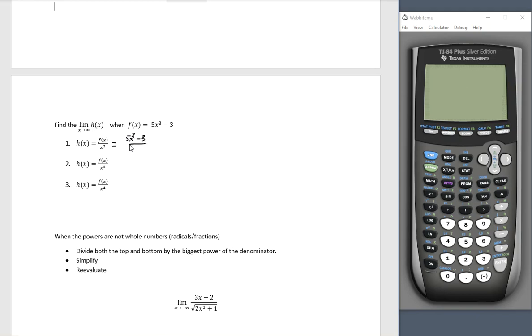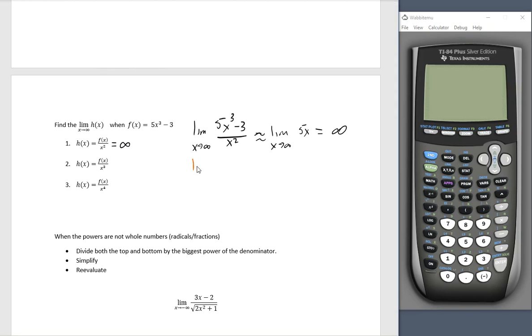5x cubed minus 3 over x squared. And I got to tell you right now, that's not going to work for me. That's coming over here. 5x cubed minus 3 over x squared. If I want to find the limit as x approaches infinity, 5x cubed over x squared, essentially this all becomes the same as the limit as x approaches infinity of 5x when we divide, and that will be infinity.